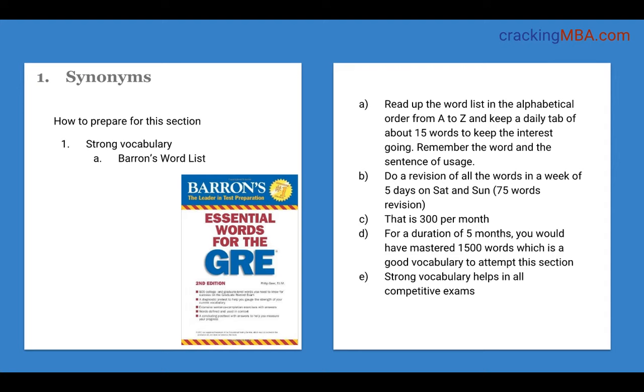So 15 into 5 is 75, and 4 weeks is nearly 300 words a month. If you spread it out across 5 months, it's basically 1500 words in 5 months, which is a very strong vocabulary. And if you're armed with a very strong vocabulary, your life becomes very, very easy in the verbal section.